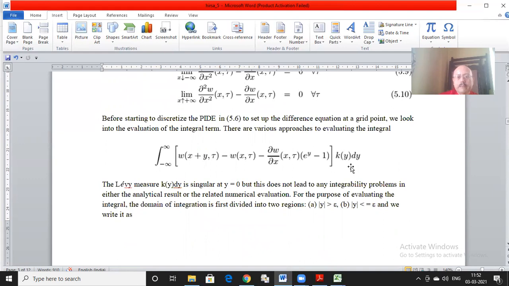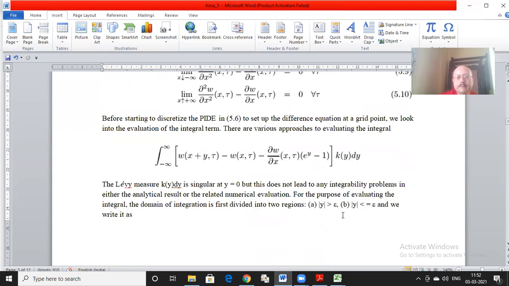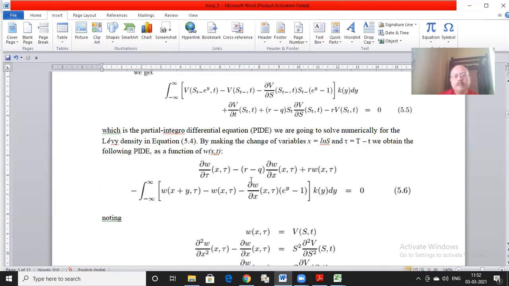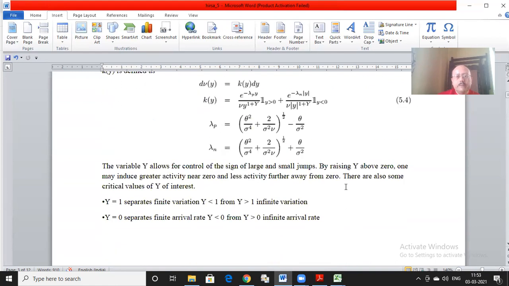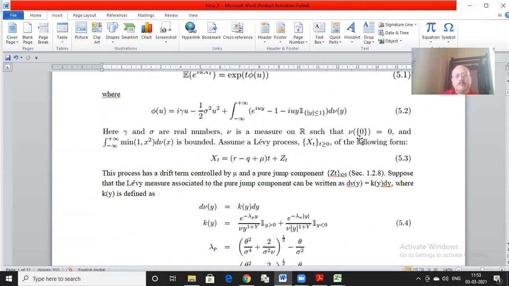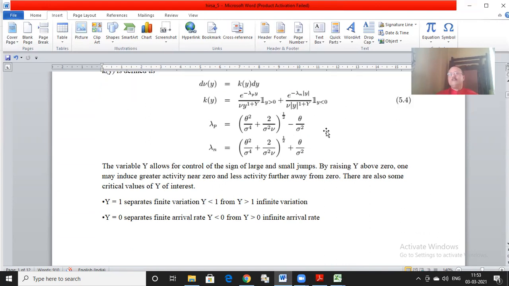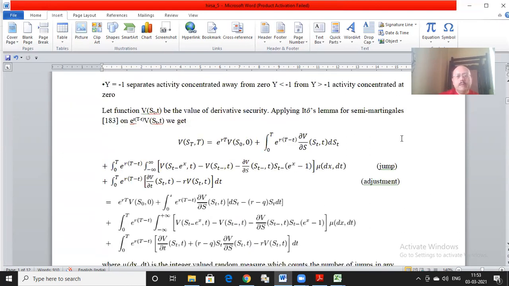So the integral term here, picked up from 5.6, is the one that we are going to work on. Now, by definition, the Levy measure k(y) dy is singular at y equal to 0. Remember that the candidate measure that we are talking about has a singularity at 0. Because nu of the singleton 0 had 0 mass, and the definition of the density was for strictly positive y and strictly negative y. So we did not define it for 0. So there is a singularity at 0.